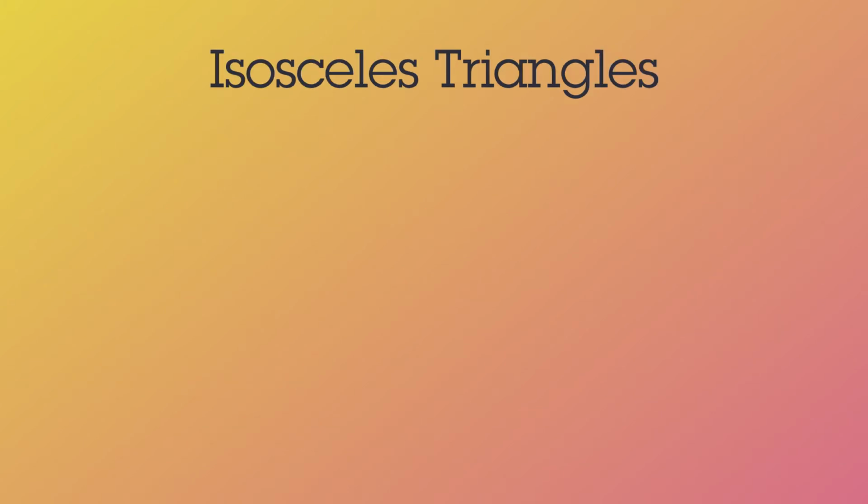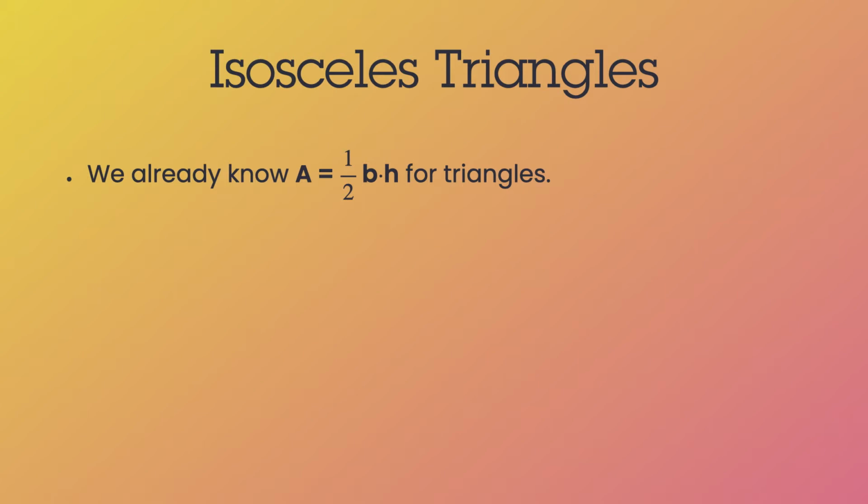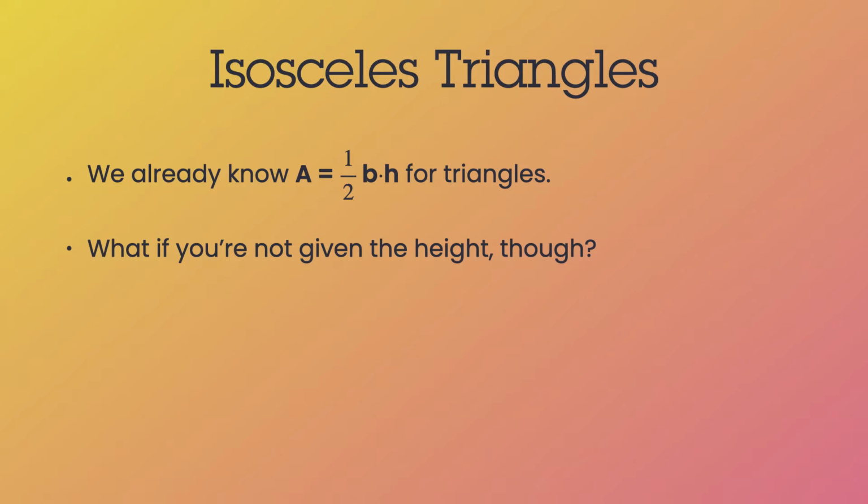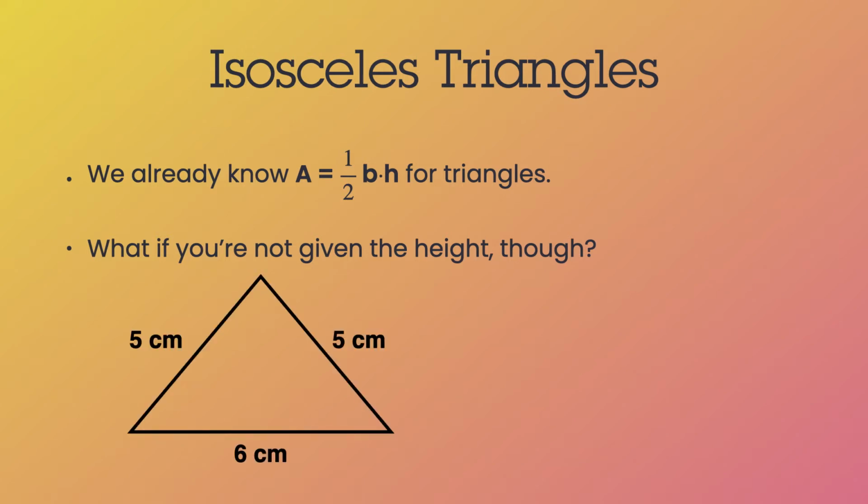Now with isosceles triangles, we already know that the overall area is going to equal 1/2 times base times height. But what if you're not given the height? For example, here's a triangle. We know the base is 6, and we know those legs are 5 centimeters, but we don't know the height.